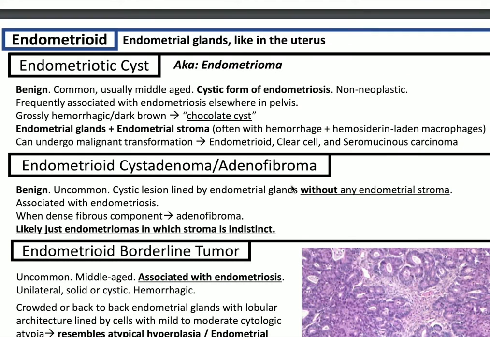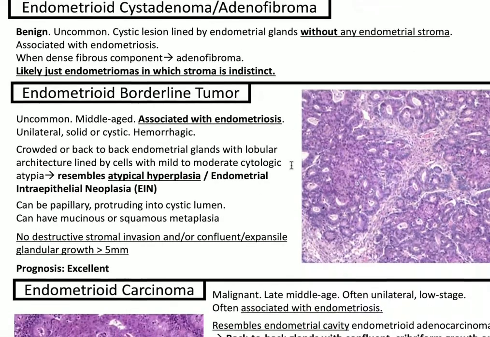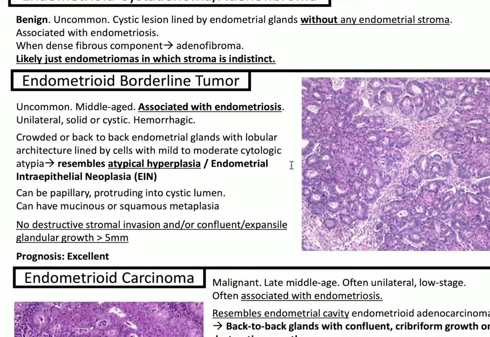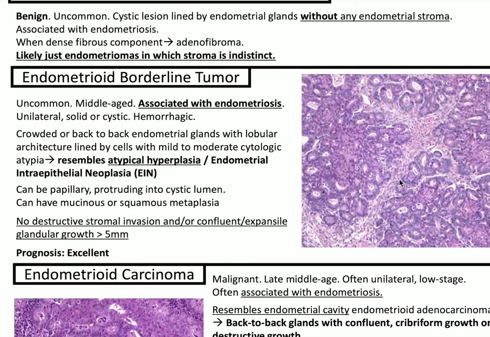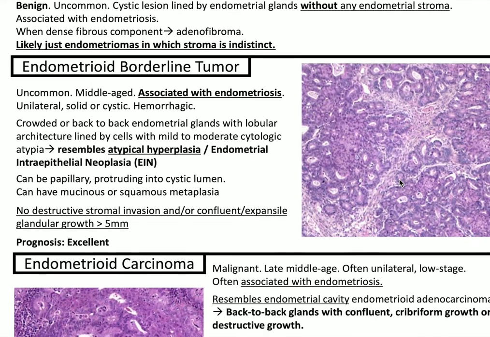Endometrioid: you can have endometriotic cysts, a cystic form of endometriosis where you have glands and stroma. Endometrioid cystadenoma, adenofibroma, is endometrial glands without any endometrial stroma. Endometrioid borderline tumor is associated with endometriosis, uncommon, and resembles EIN. There should be no destructive stromal invasion or confluence or expansile glandular growth greater than 5 millimeters.